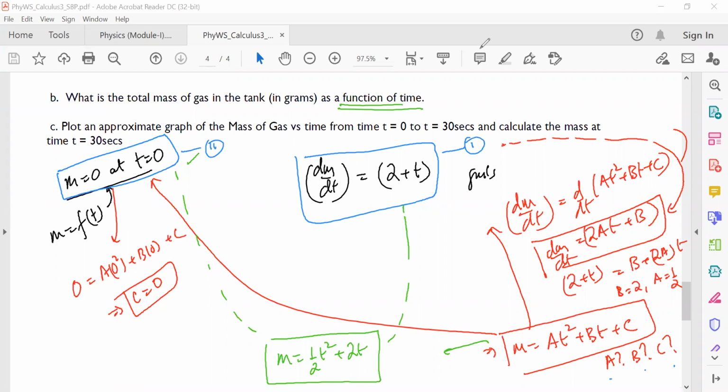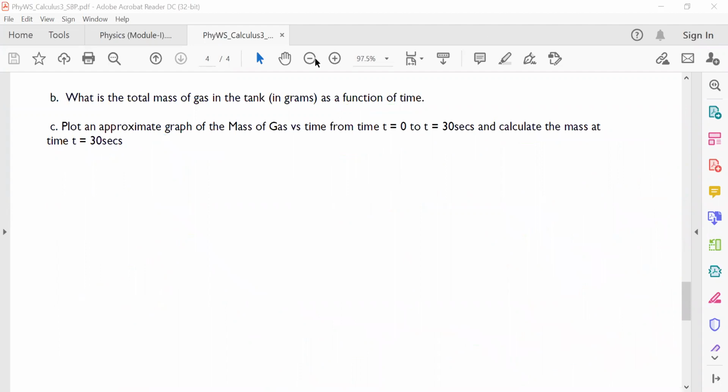Okay, so hope this is finally clear. So just visualizing the graph is the final step. Once we've got the fact that mass is like this, to visualize the graph of mass with respect to time, you can take some values of time and check the mass. So obviously at t equal to 0, m was 0. At t equal to 1 second, for example, m will become half plus 2, so that is 2.5 grams.